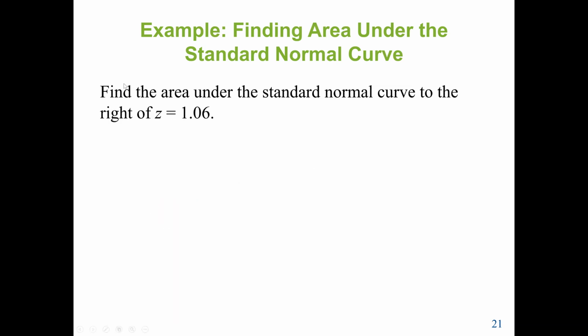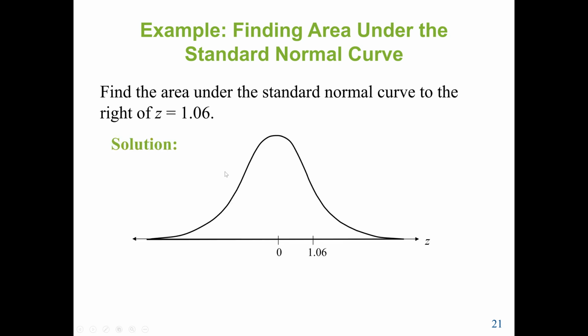Now let's look at the second one. Find the area under the standard normal curve to the right of z equal to 1.06. So first thing, let's sketch it and see. To the right. So what we are going to do first is go to the standard normal table and find the area for z equal to 1.06. 1.06 will mean from the left to 1.06. So the answer we get, we are going to subtract from 1, and that will give us the area to the right of 1.06. So let's look at the result.